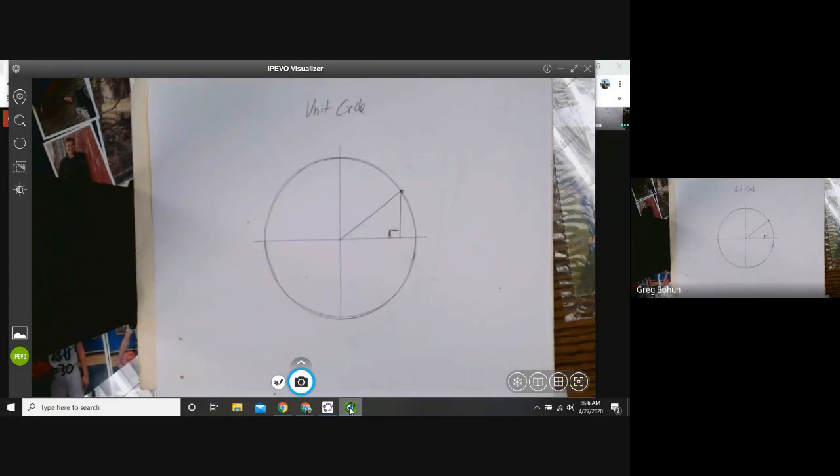Hello, welcome to assignment A7. We are still messing with the unit circle, and we are still using GeoGebra to investigate the unit circle.